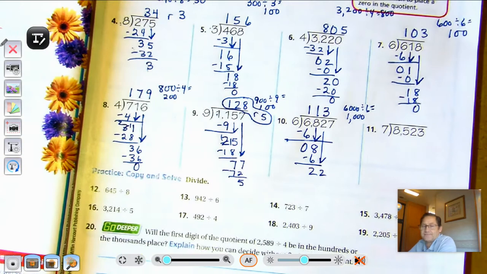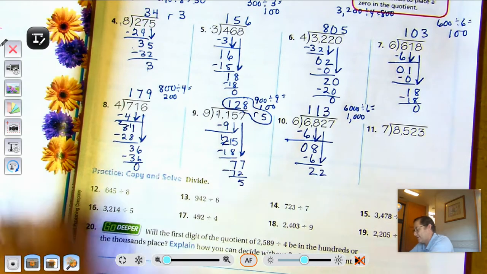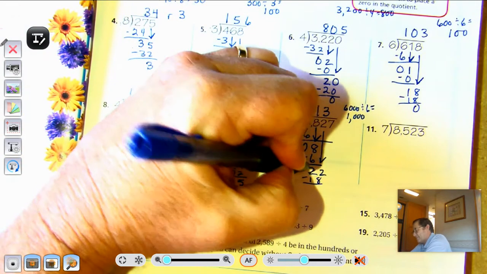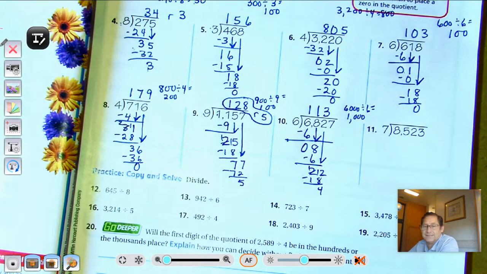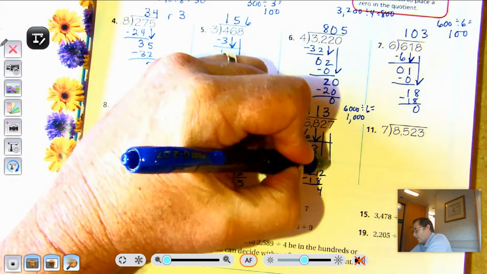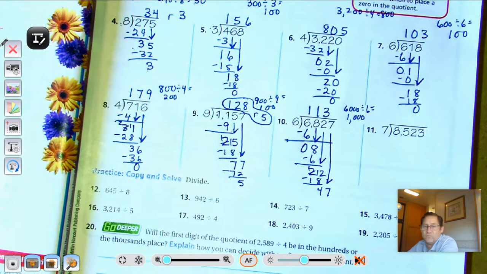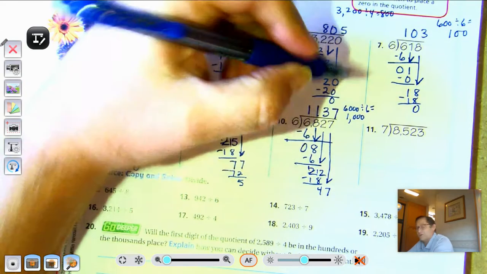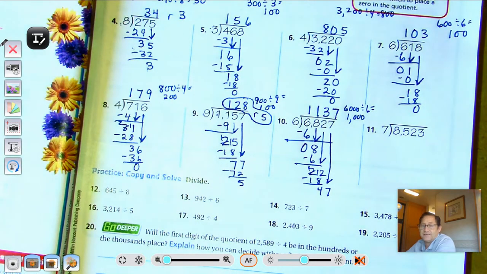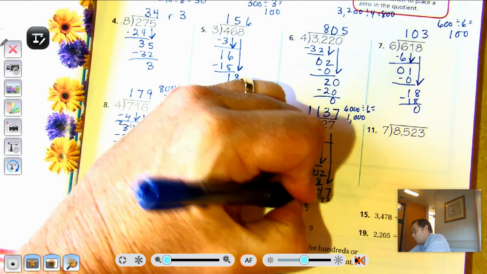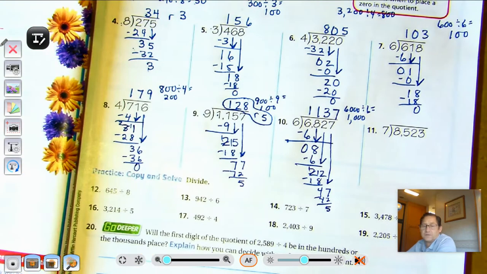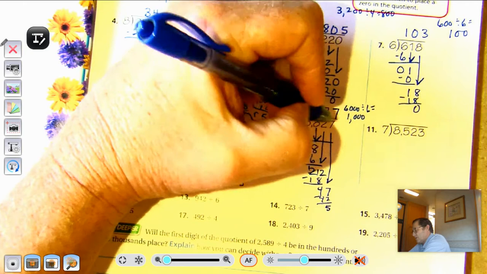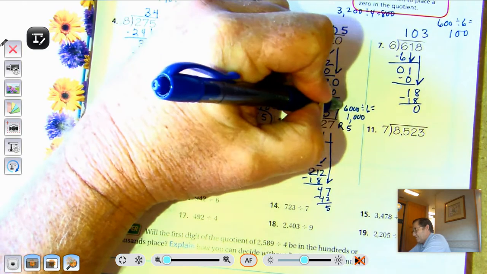6 times 3 tens is the closest I can get. 6 times 3 tens is 18 tens. That leaves us with 4 tens. 4 tens can't be shared with 6 groups equally, so I'm going to trade those for 40 ones and bring down the other 7 ones. 47 divided by 6. The closest I can get is 7 times 6, which would be 42 ones. When I subtract, I get 5 left, and 5 can't be shared with 6 groups. So 1,137, remainder 5.